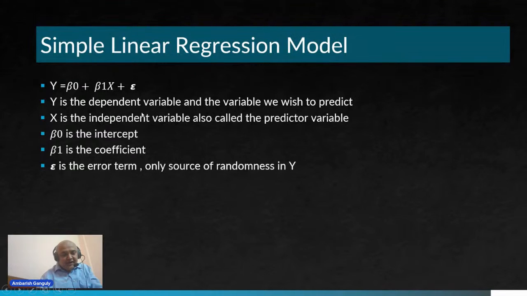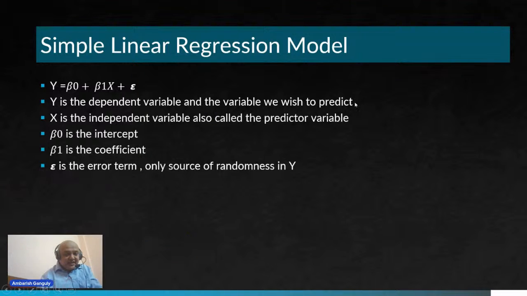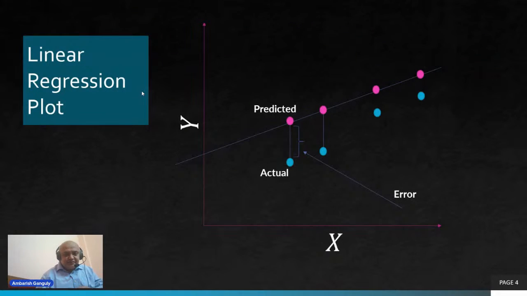So y is called the dependent variable, the variable we wish to predict. We'll see examples of that. X is an independent variable, also called the predictor variable. Beta 0 is the intercept, beta 1 is the coefficient. And e is the error term, meaning y equals mx plus c is being predicted, but there would be some errors, so this is the error term. There is more to it, but I'm keeping this lecture very simple.